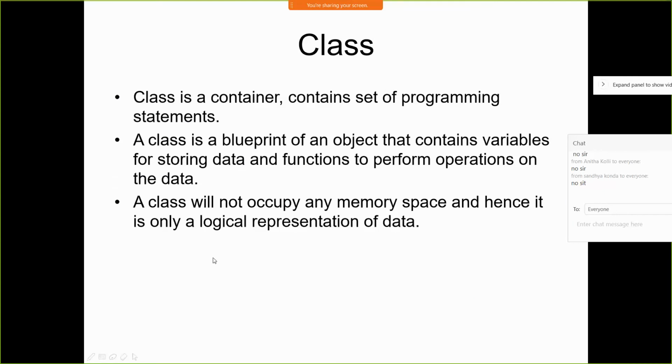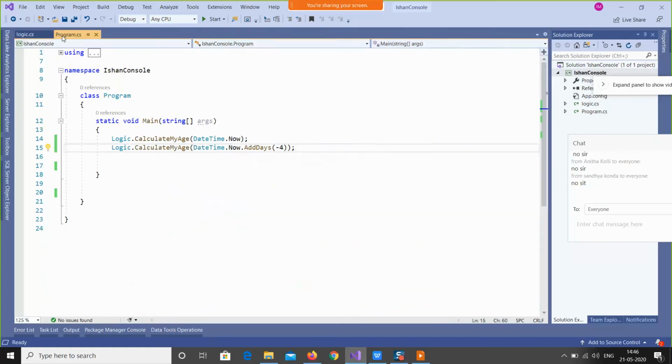Now let's come back. A class will not occupy any memory space. Hence, it's a logical representation of data. It doesn't take anything in the stack or heap, but it is a logical representation. In this case, this logical class is a representation of this function that I have created, and it represents the final output, or the behind-the-scenes operations I have written inside it.